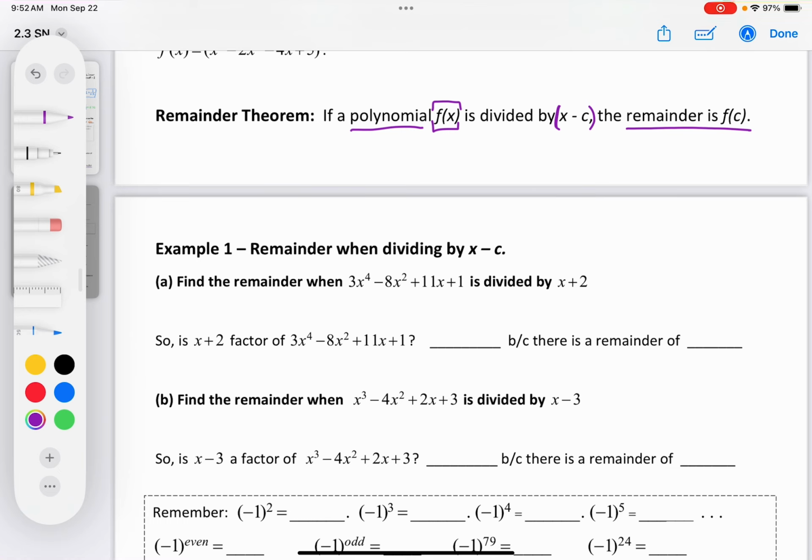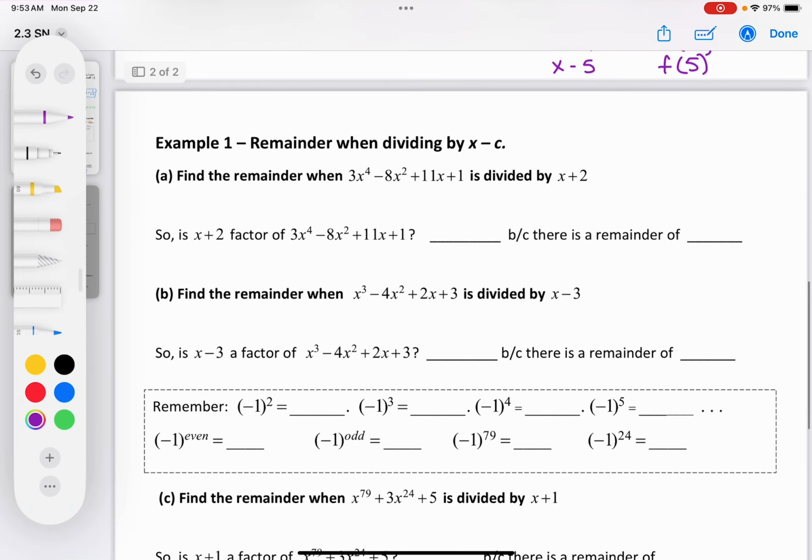So that can be a little confusing. Let's say we're dividing by x minus 7. All right, we divided something by x minus 7. The remainder should equal f with a 7 as my input, okay? If we divided by x minus 5, the remainder should equal f of 5. Okay, so we're gonna test this in a few examples and see if this is true.